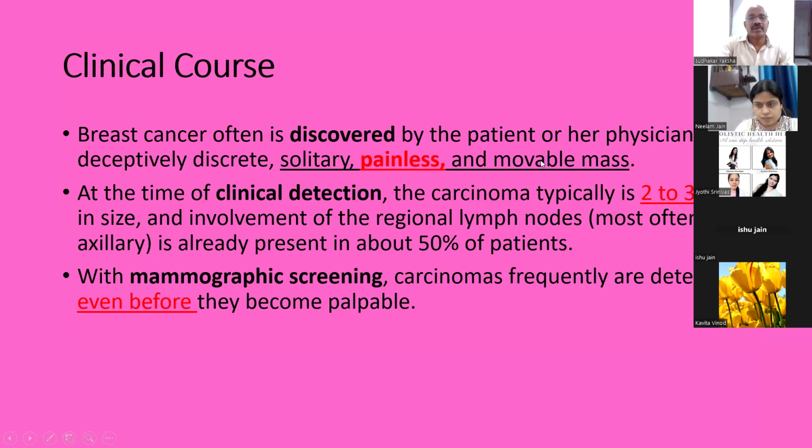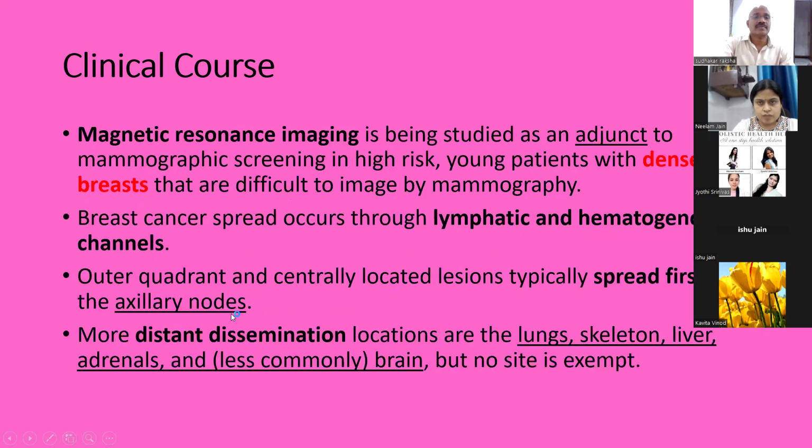Initially it is mobile, but as the cancer spreads and the size increases to 2 to 3 centimeters, it becomes firmly adherent to the underlying muscle or to the overlying skin. And in around 50% of the cases, by the time they reach the doctor, it has spread to the regional lymph nodes. So by the time they reach the doctor, it is late. Even before the tumor is palpable, mammographic screening will help in the diagnosis of breast cancer. Mammographic screening helps in diagnosis at the earliest stage, where we can save the patient.